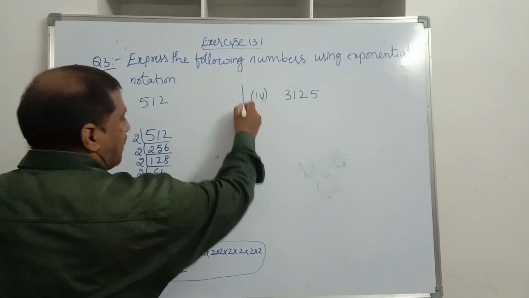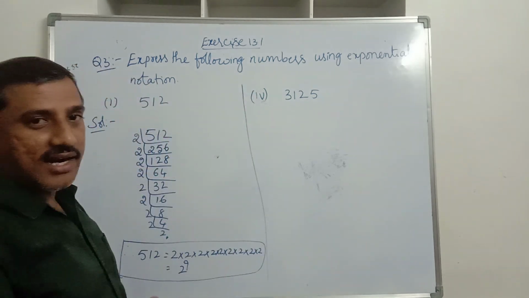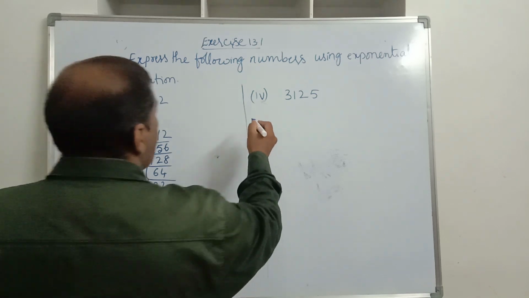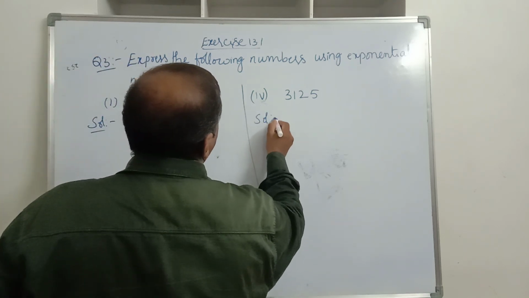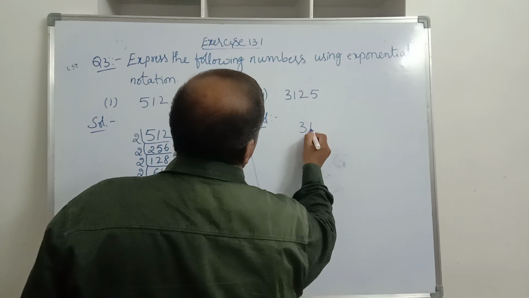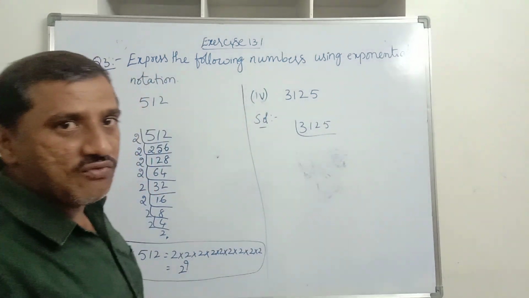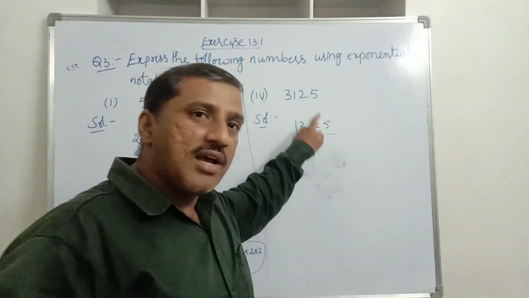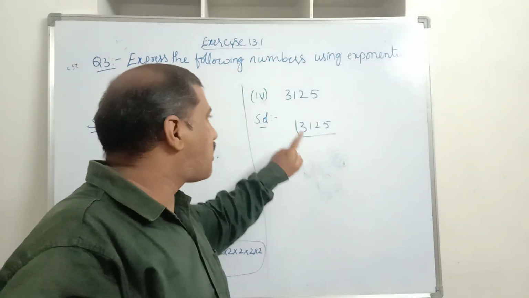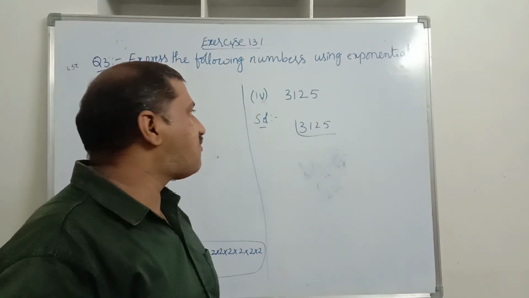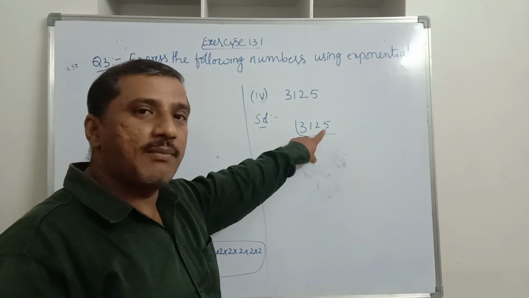Now it is 3125. How to write this? 3125. So check for 2. What is the divisibility rule for 2? In the units place we should have either 0, 2, 4, 6 or 8. Here we have 5. Therefore it is not divisible by 2.